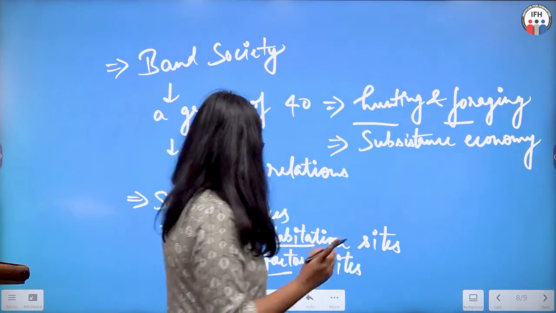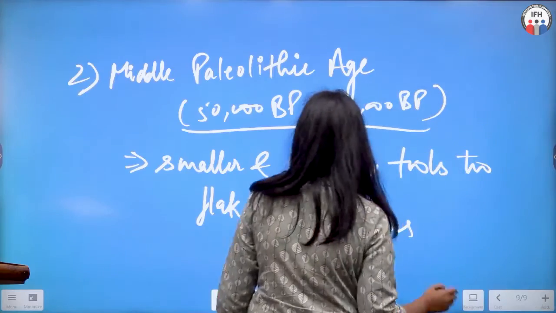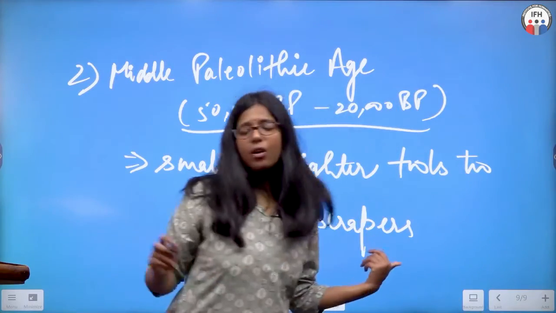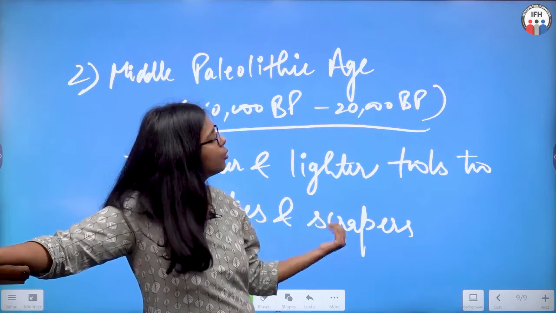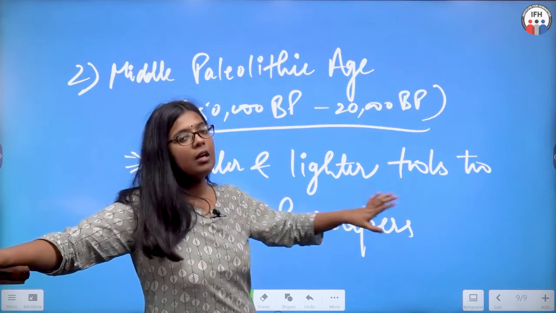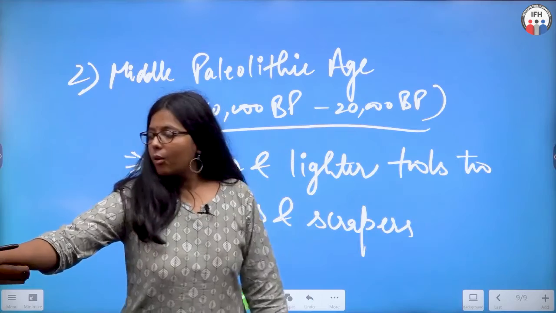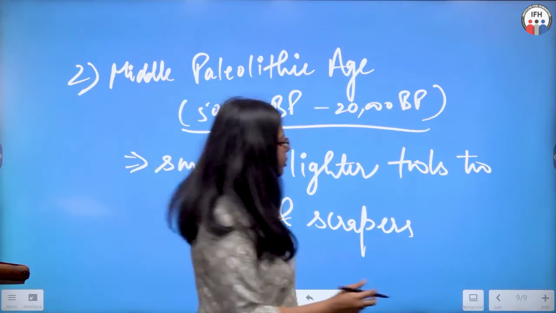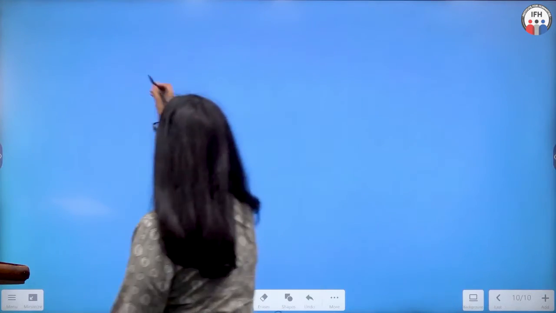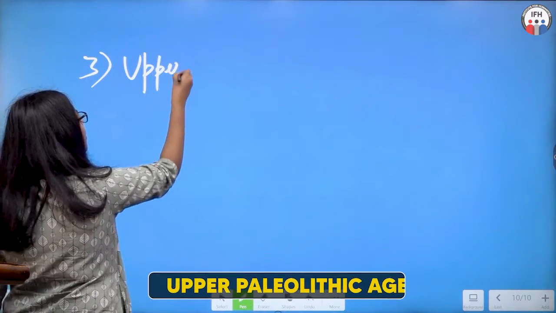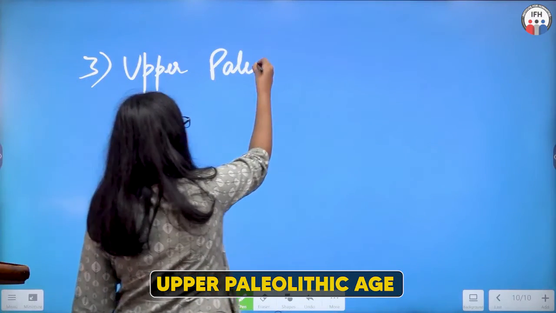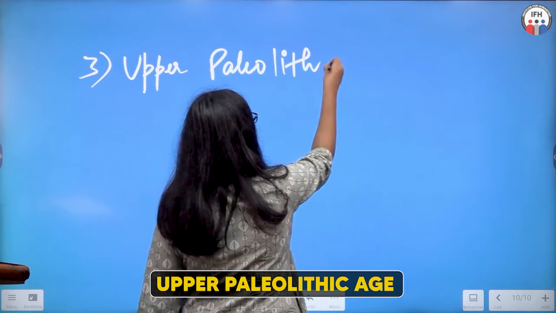Okay. Now, sites will also be mostly the same. The one site which is getting added is Luni in Rajasthan, Luni Valley. Okay. So this is something which you need to know. Now, Upper Paleolithic age.